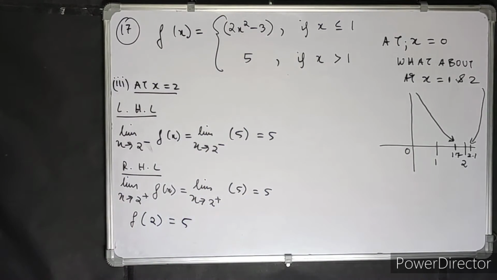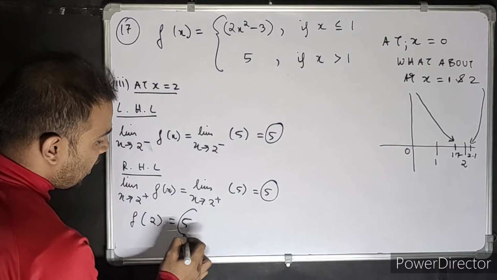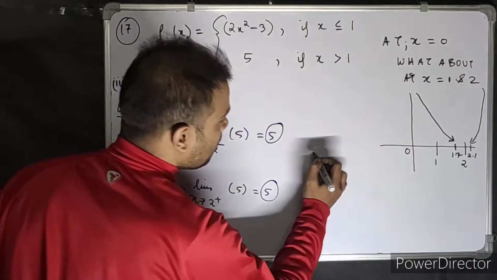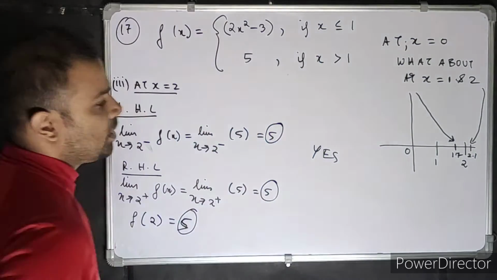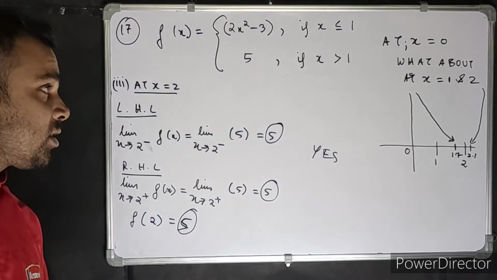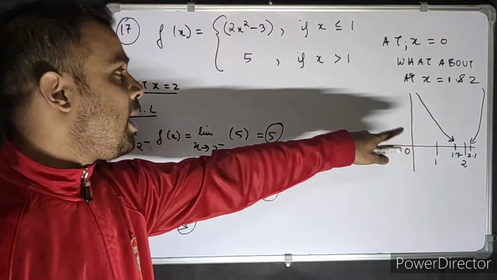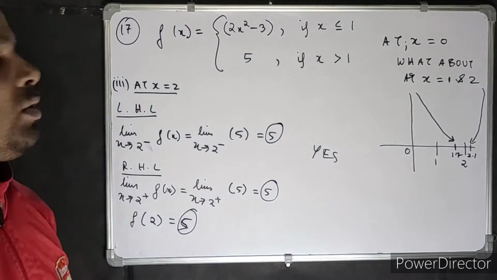All 3 values are coming same. LHL, RHL and f of 2 are the same. So yes, the answer is yes. The function is continuous at x equal to 2. It's discontinuous at x equal to 1, and it is also continuous at x equal to 0.